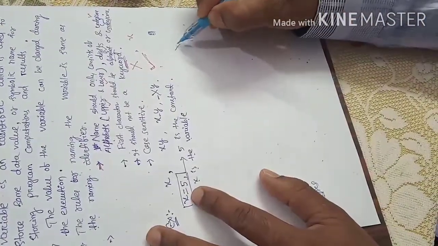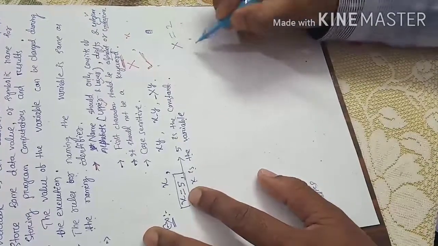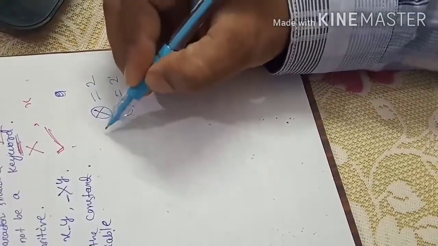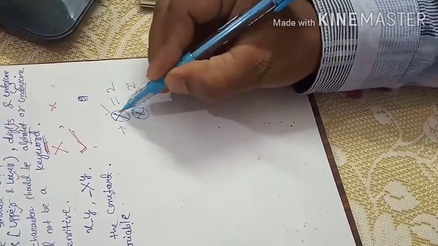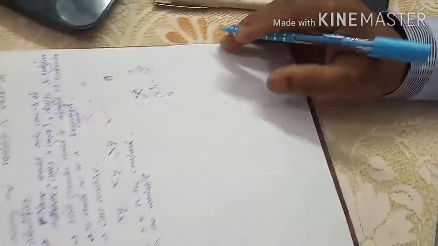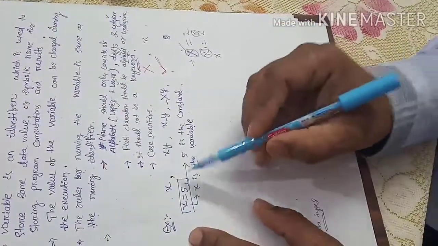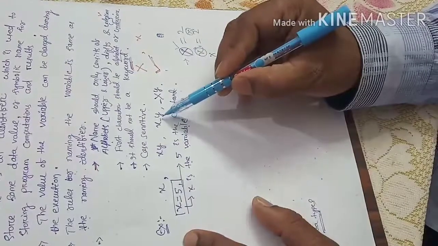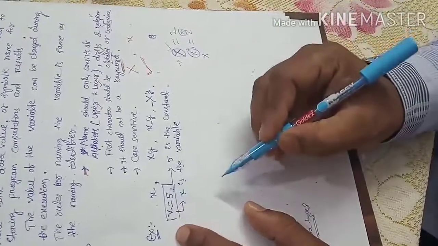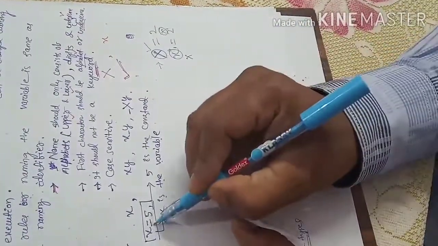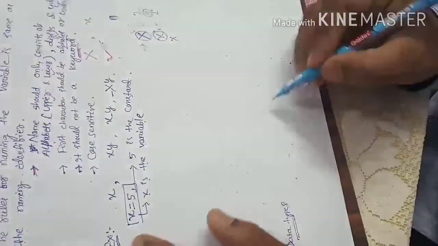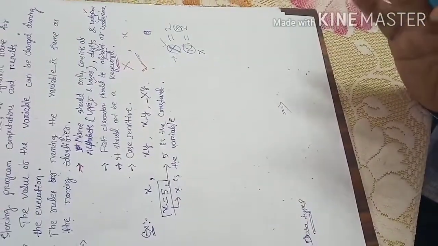And it is case sensitive. That means if we have written X equal to 2 and x equal to 2, these two are different because this is case sensitive. So if this is capital, throughout the program we have to write capital X only. If we write small x, we will get an error. Here are examples of variables: x, xy, x underscore y or underscore xy. See, suppose x is equal to 5. Here we can see what is variable, what is constant. In x equal to 5, x is the variable here, 5 is the constant. So we will use all these things in C programming.